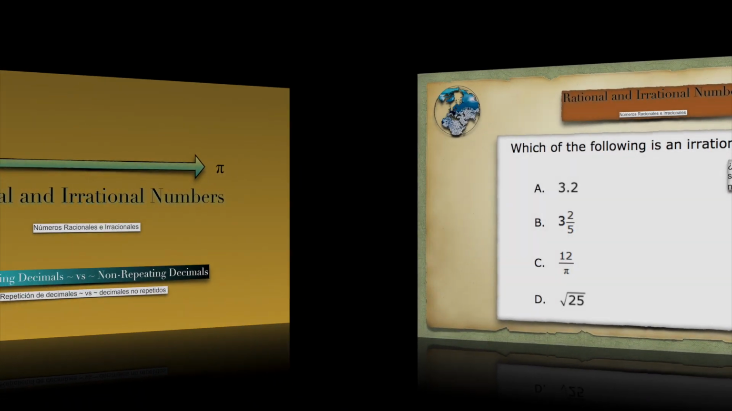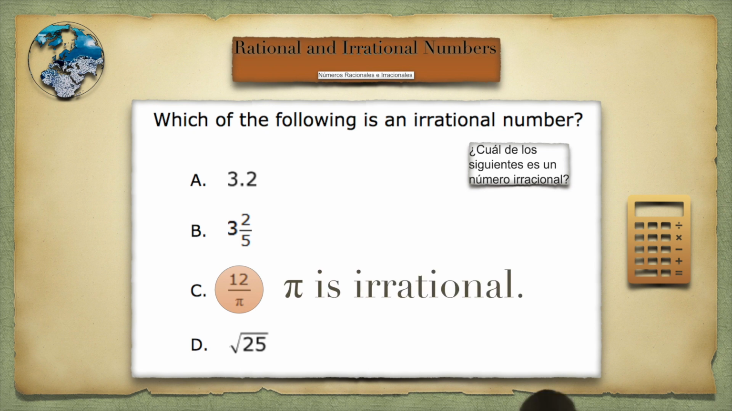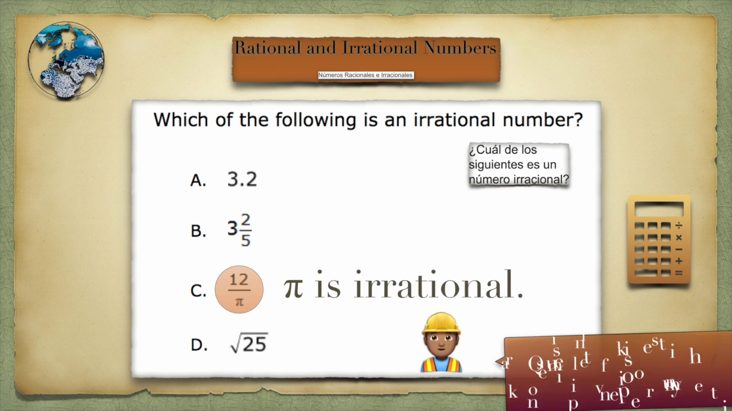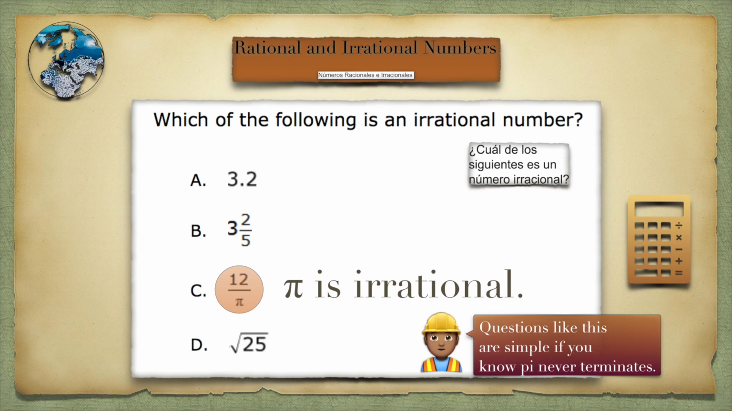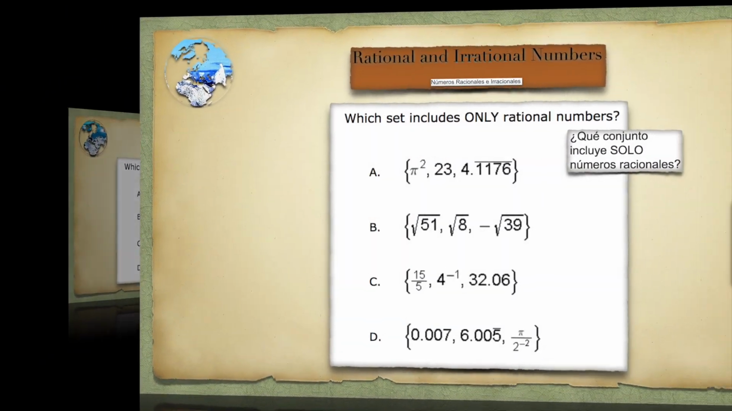So here's our first example of a test question. We want to know which of the following is an irrational number. It looks like it's C, because pi is an irrational number that goes on and on and on forever without ever terminating. So a question like this would be real simple if you know that pi never terminates.